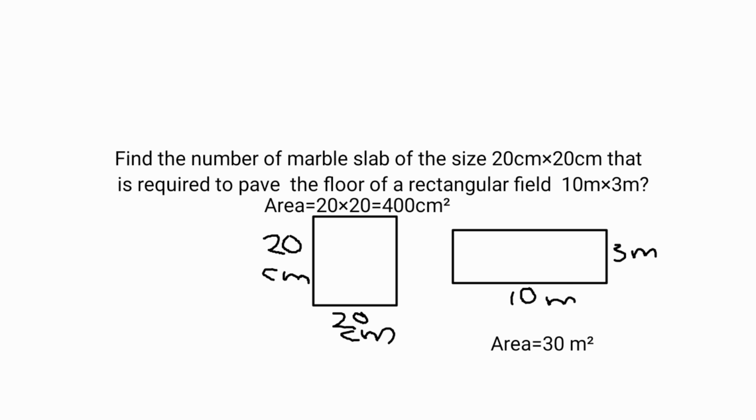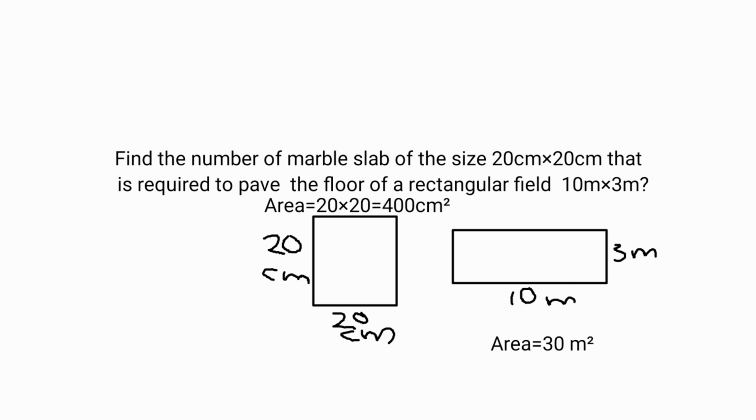Now, to find out the number of marble slabs, what do you have to do? We know the total area and the area of one slab. So, divide the total area by the area of one slab. Then you will get the number of marble slabs needed. And before solving, you have to make sure that both of them have the same unit. One is in centimeter and the other one is in meter. So we have to convert them accordingly.